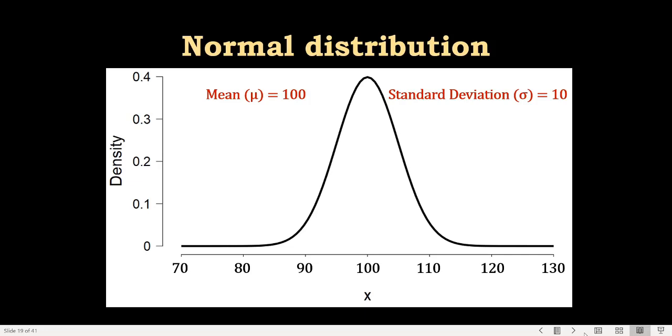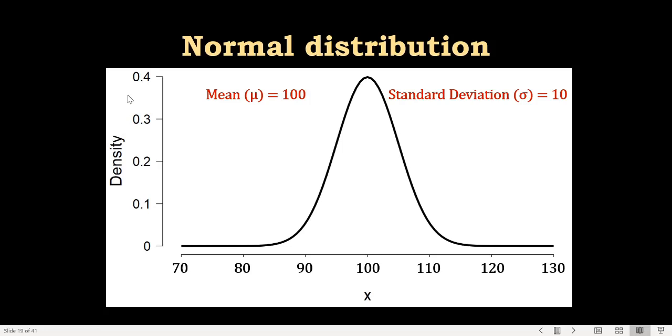In this case, we've got a probability distribution with a mean of 100 and a standard deviation of 10. The mean and the standard deviation are the only two parameters we need in order to fully define the distribution. On the y-axis, you've got the density of the distribution, which is probability density.